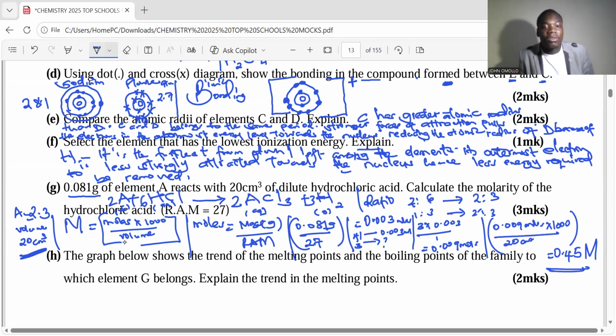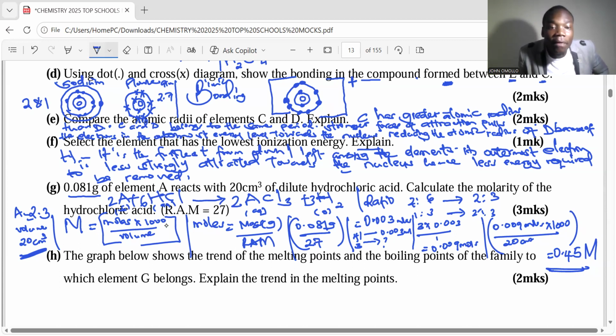So what do we have over volume? Volume, we are given 20. 1,000 is constant. What do we lack? We lack moles. How can we find moles? We are given mass and relative atomic mass. As simple as that. So we find moles by calculating mass over relative atomic mass. That is moles in solid. Remember that particular substance is solid, element A. So we find 0.081 grams over 27, and our answer is 0.003 moles of A.